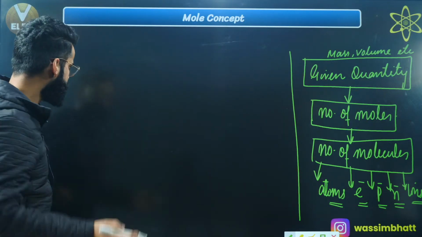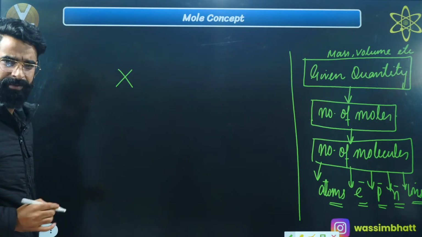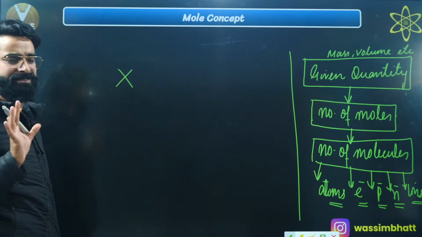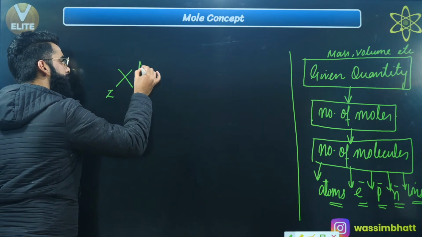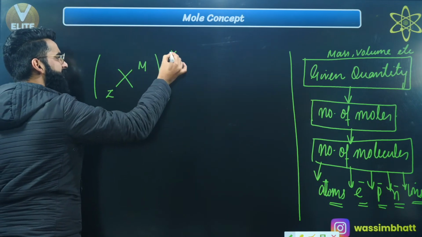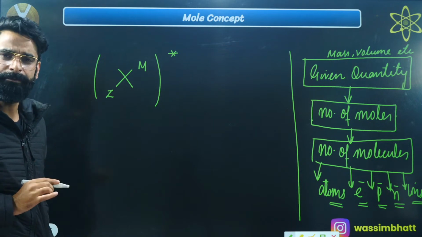Right? Let's say I have got an atom X. Let's assume I have got the atom X, right? This is an atom of an element X. Its atomic number is Z, its atomic mass is M, right? And this atom does not have any charge on it. It is electrically neutral. I'm assuming this atom to be electrically neutral, okay?